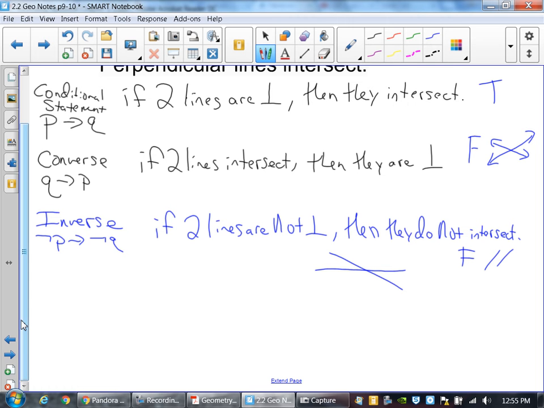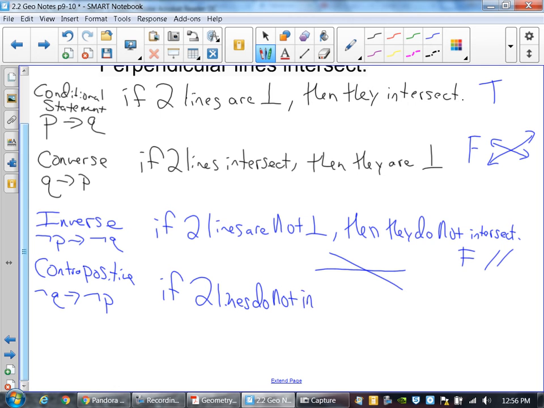So this last one would be: if two lines do not intersect, then they are not perpendicular. If two lines don't intersect, they are not perpendicular. Is that true or false? Yes, ma'am. That is true. That's true.